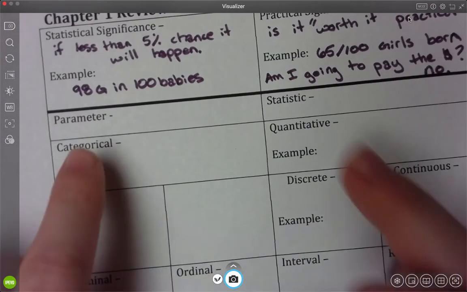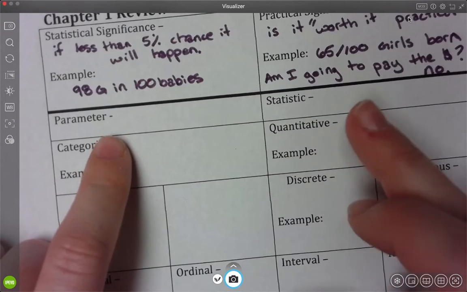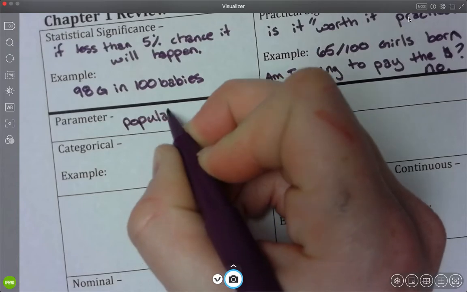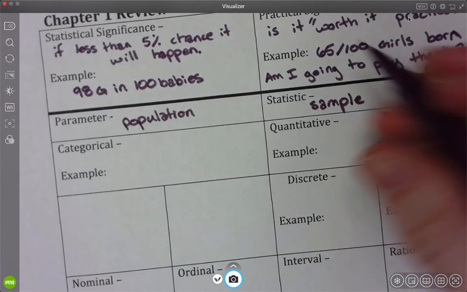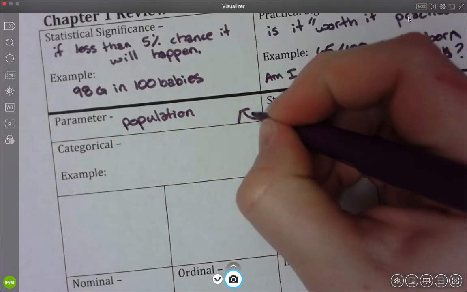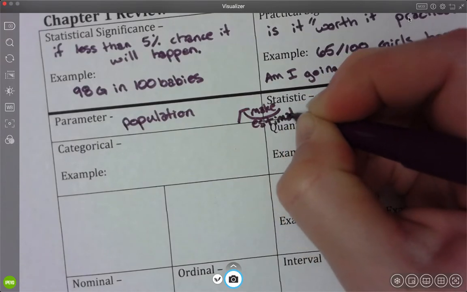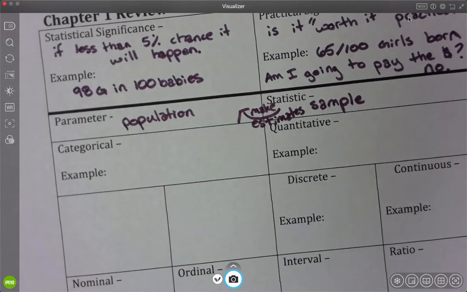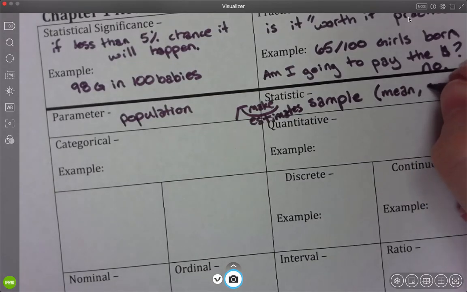So parameter versus statistic, they have those two things going on. This was in section 1.2. Parameters have to do with the population, and statistics refer to a sample. Okay, so we deal with statistics all the time, and we use them to make estimates about the parameters. Estimates. Okay, so we deal with sample statistics like the sample mean or the sample standard deviation.